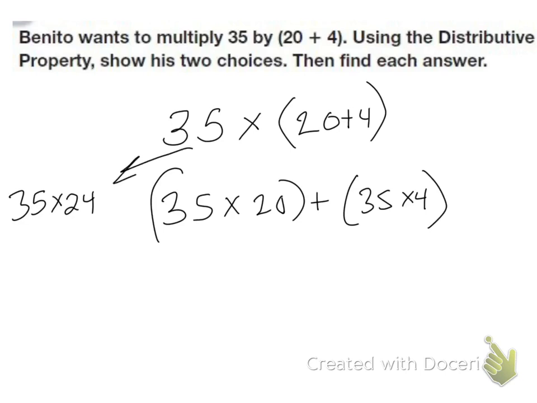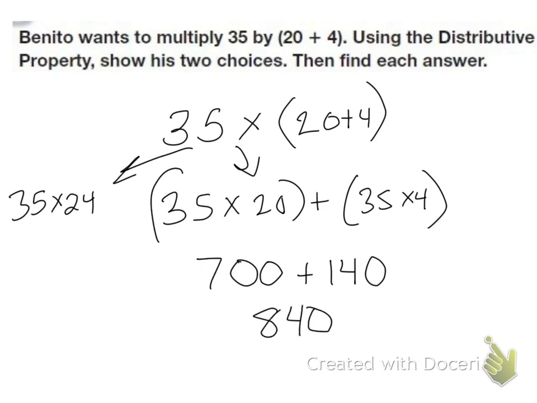I'm just going to draw arrows. These are his two choices. So if I did 35 times 20, that would equal 700. And then 35 times 4 would equal 140. So 700 plus 140 equals 840. Then let's multiply it this way and see if we get the same answer.